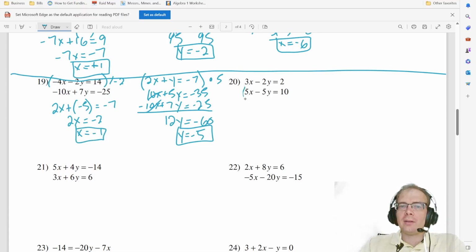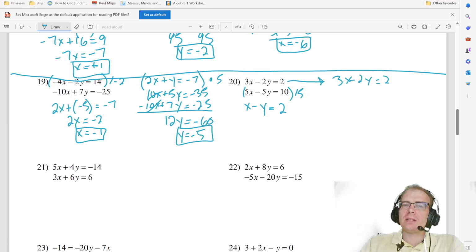All right, over here, let's see. Ooh, I can divide by 5. Let's do that. Divide by 5. So then that's going to be, let's write it below this time. Minus y equal to 2. And then I can times it by 2. So I'm going to just paste this one over. 3x minus 2y equals 2. And then just times it by negative 2. Yeah, we'll just times it by negative 2.